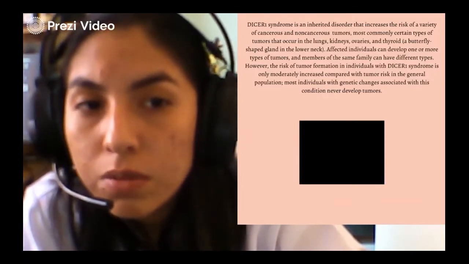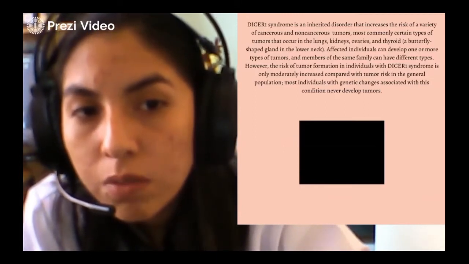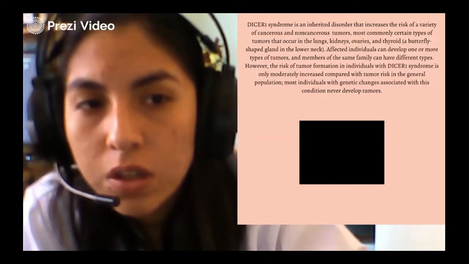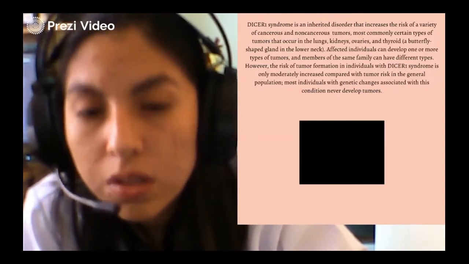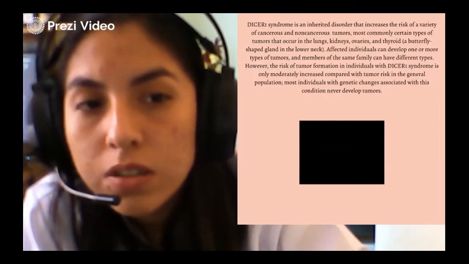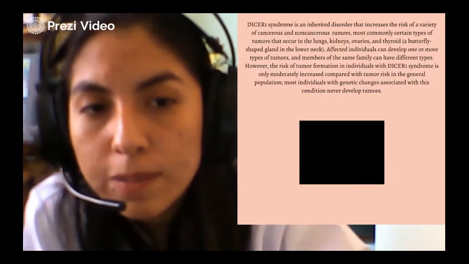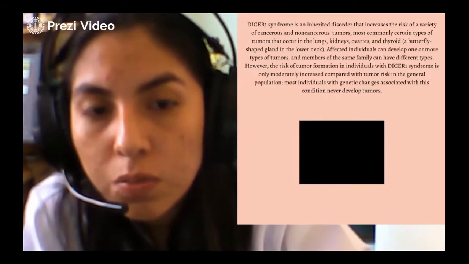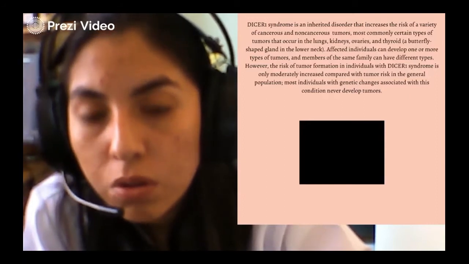Affected individuals can develop one or more types of tumors, and members of the same family can have different types. However, the risk of tumor formation in individuals with Dicer1 syndrome is only moderately increased compared with tumor risk in the general population. Most individuals with genetic change associated with this condition never develop tumors.